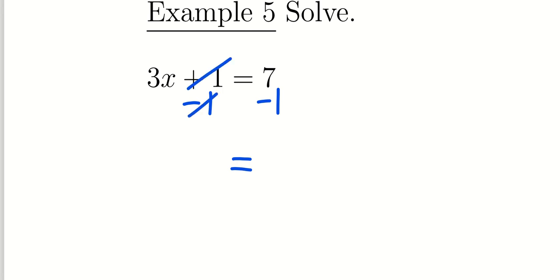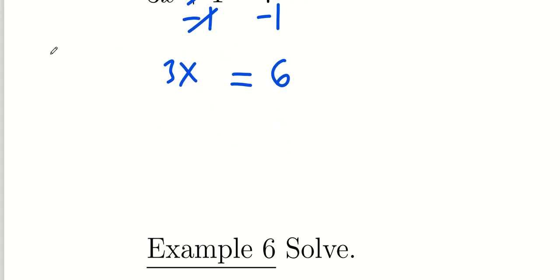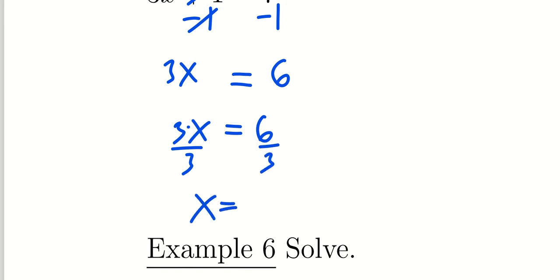The positive 1 and the negative 1 cancel because they would add to give 0, and 0 plus anything is just that thing. So we have the 3x coming straight down. 7 subtract 1 would give us 6. So this brings us to 3x equals 6. And then the very next step, to get the x by itself, we need to remove or get rid of the multiplication by 3. The opposite of multiplying by 3 is to divide by 3. We divide both sides by 3, and we get x equals 2.